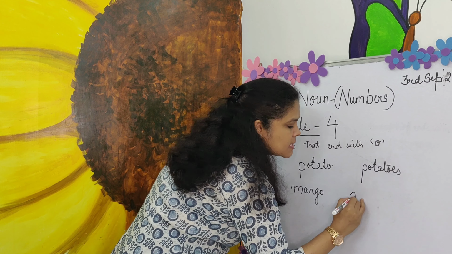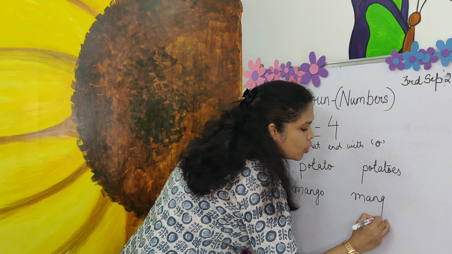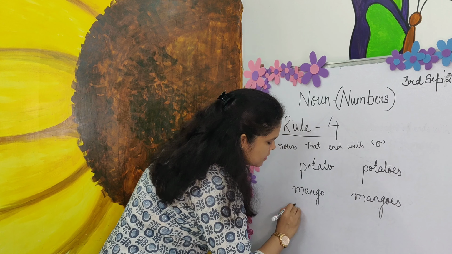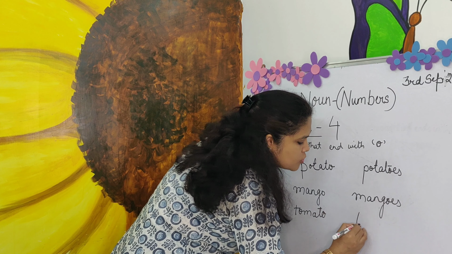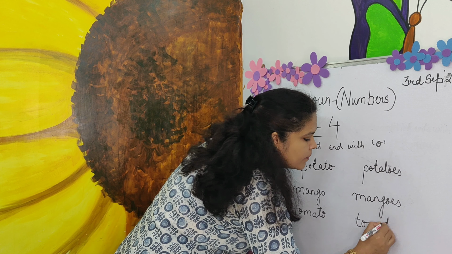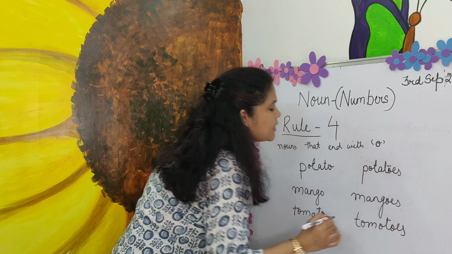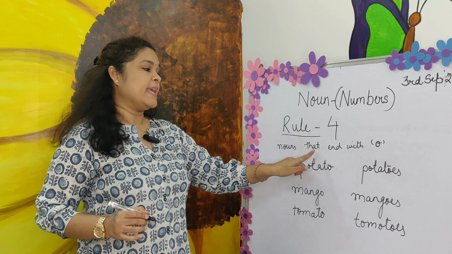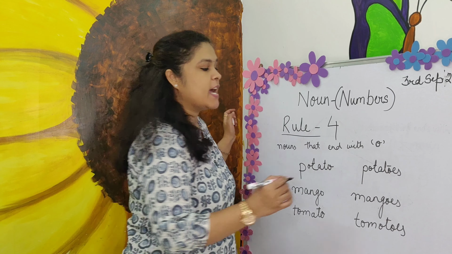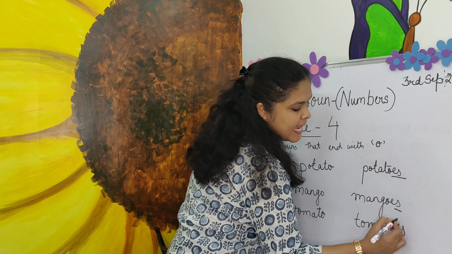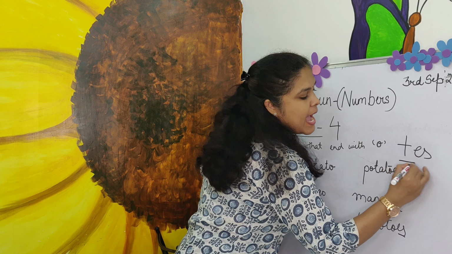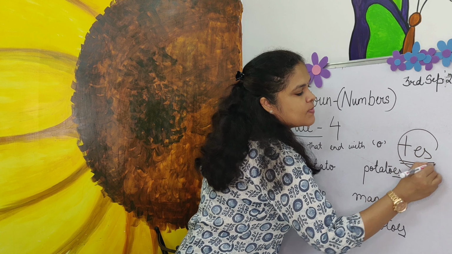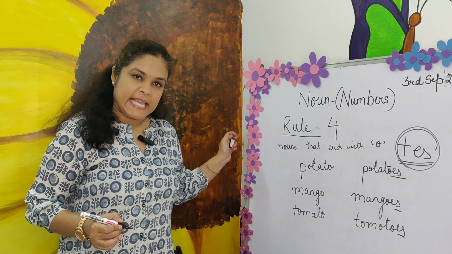Mango becomes mangoes. Tomato becomes tomatoes. So what did you see here? The nouns that end with o, we have just added es to get the plural form. So we've added plus es, we have to just add es.